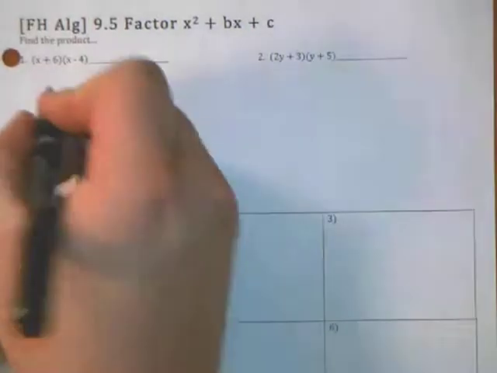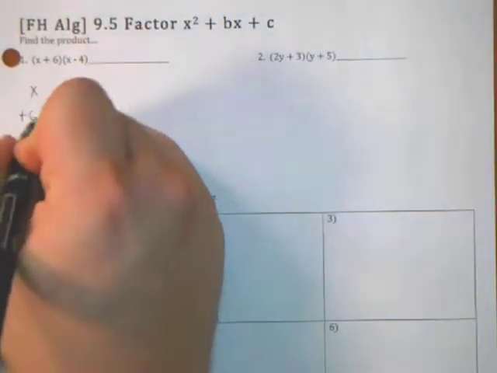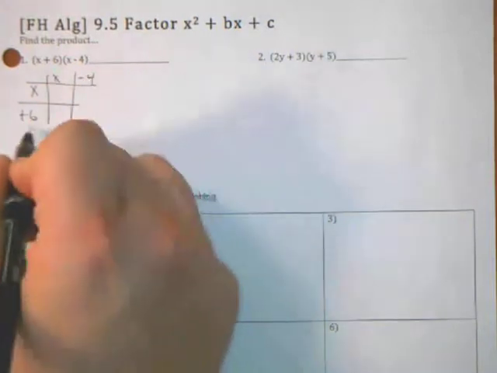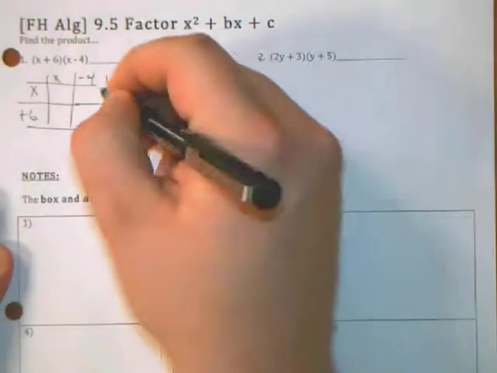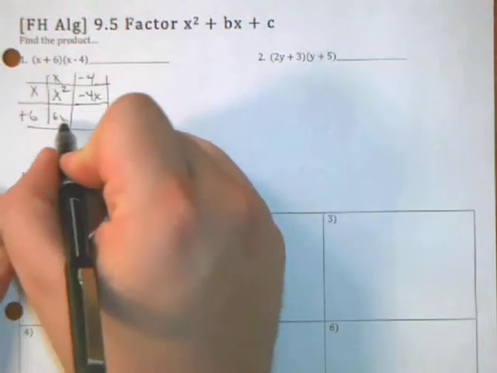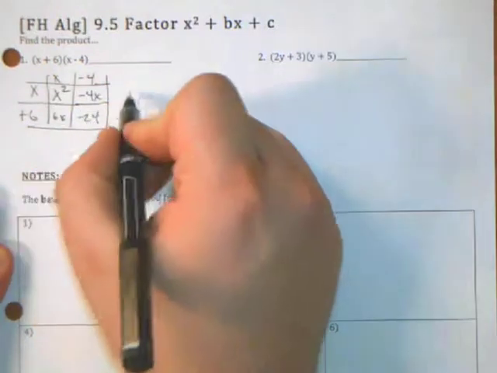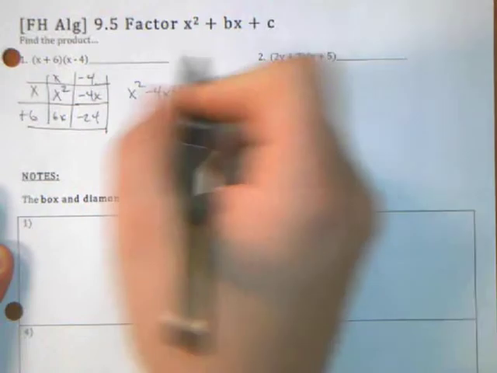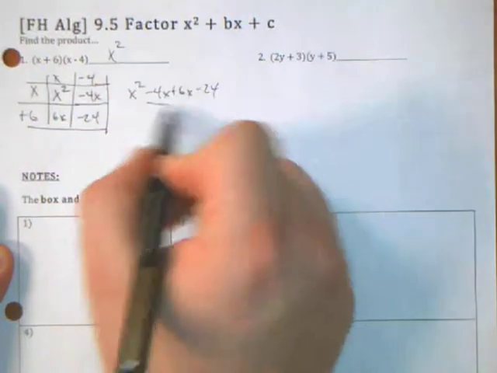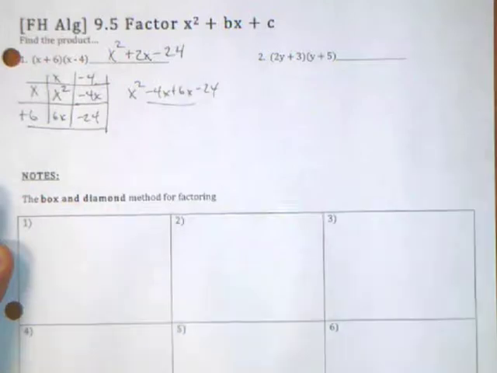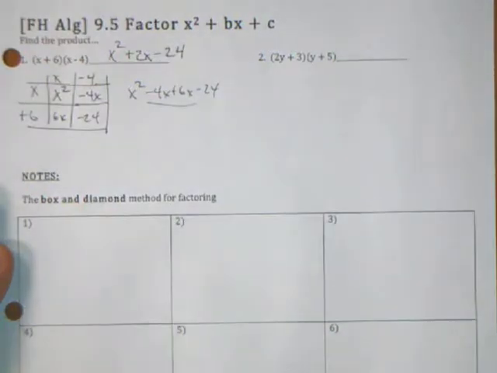Multiplying out for the warm-up, we should have, how about an x plus 6, an x minus 4. X times x is x squared, negative 4x, 6x, negative 24. Those are in common. X squared plus 2x minus 24.